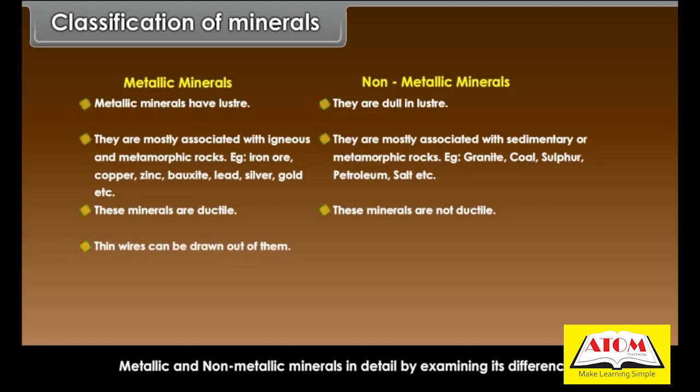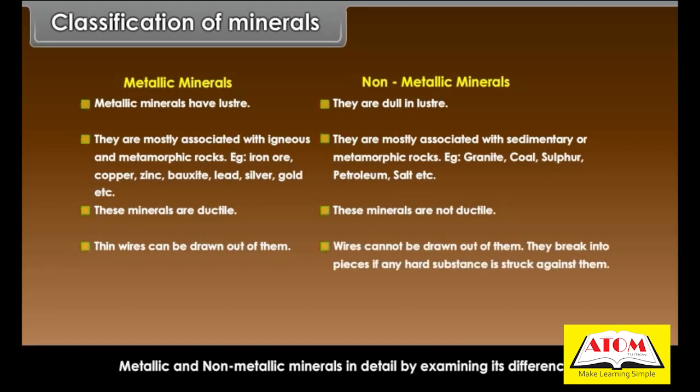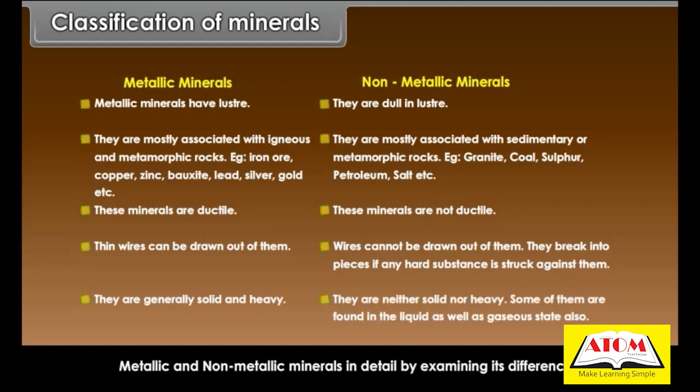Thin wires can be drawn out of metallic minerals. Wires cannot be drawn out of non-metallic minerals. They break into pieces if any hard substance is struck against them. Metallic minerals are generally solid and heavy. Non-metallic minerals are neither solid nor heavy. Some of them are found in the liquid as well as gaseous state also.